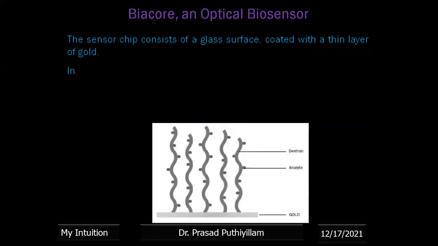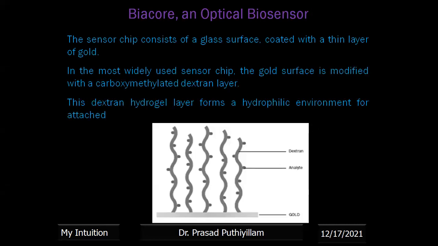The typical schematic representation of a Biacore is given here, in which the sensor chip consists of a glass surface coated with a thin layer of gold. The most widely used sensor chip has the gold surface modified with a carboxymethylated dextran layer. This dextran hydrogel layer forms a hydrophilic environment for the attached molecule, preserving it in a non-denatured state. That means the analyte will attach on this dextran, which causes a change in the current so detection is possible, and it will not affect the analyte also.